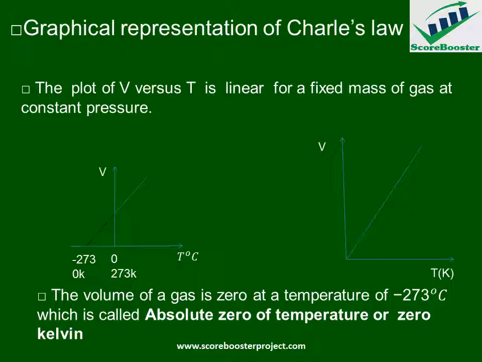The intercept of the graph on the T-axis is minus 273. That means the value of temperature is minus 273 degrees Celsius, while volume is 0. This temperature at which the volume is reduced to 0 is called absolute zero of temperature or 0 Kelvin. The second plot we are having at the right hand side here is talking about the volume against temperature in Kelvin, and of course there is a straight line graph.